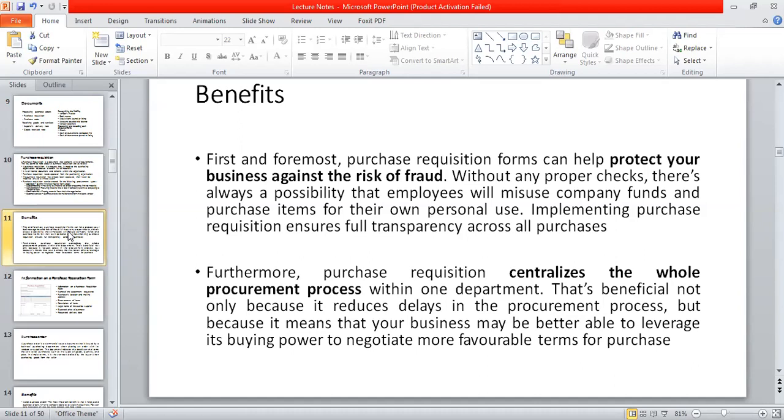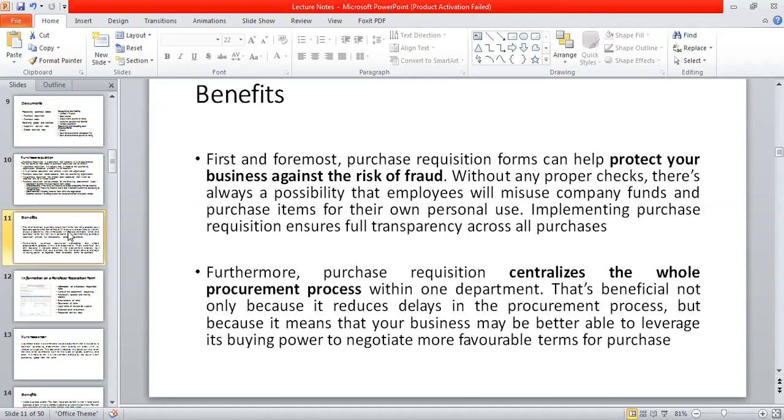So without proper checks and balances, there's always a possibility that employees will misuse company funds if these checks are not in place, and they can even purchase some goods for their own personal use. So it is important to make sure that these checks and balances are in place.